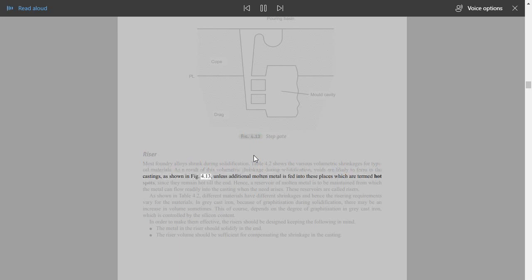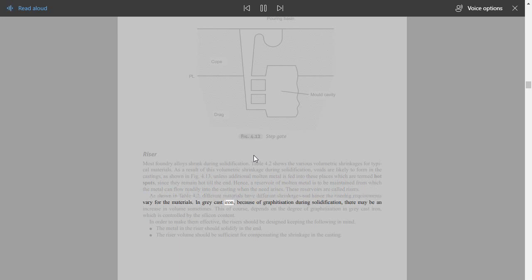Fig. 4.13, unless additional molten metal is fed into these places, which are termed hot spots, since they remain hot till the end. Hence, a reservoir of molten metal is to be maintained from which the metal can flow readily into the casting when the need arises. These reservoirs are called risers. As shown in Table 4.2, different materials have different shrinkages, and hence the risering requirements vary for the materials.